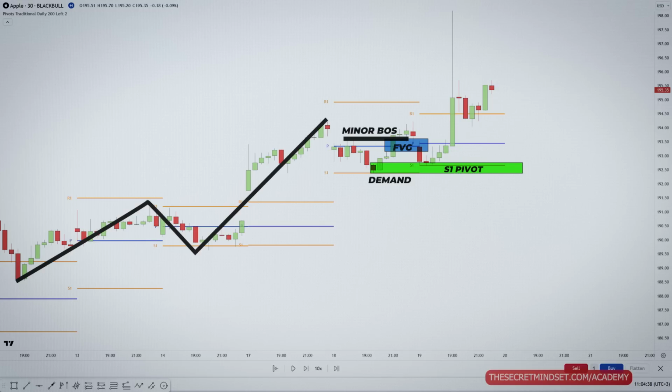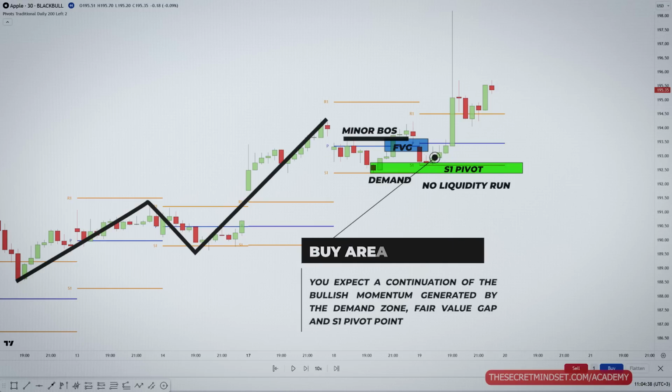S1 pivot point aligns with the demand zone, acting as an additional support level and enhancing the bullish bias. And in this example, we don't have a liquidity run, but this doesn't invalidate the setup. Considering these factors, you can decide to enter a buy trade, anticipating a continuation of the bullish momentum generated by the demand zone, the fair value gap, and the S1 pivot point.